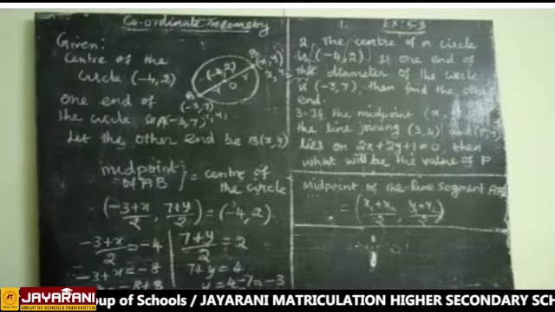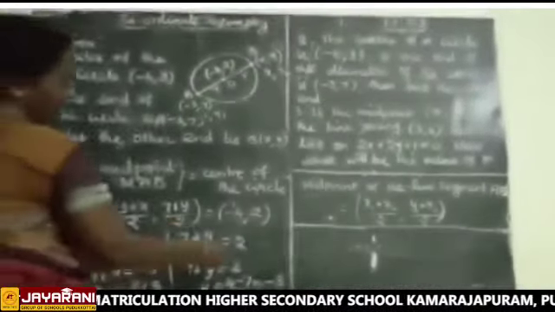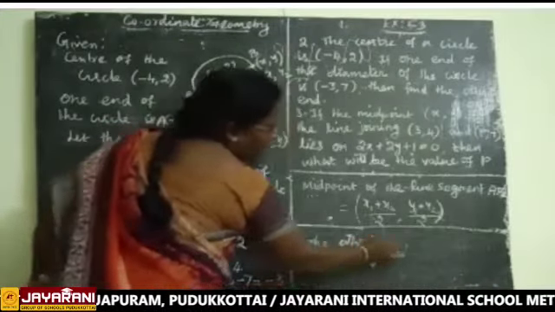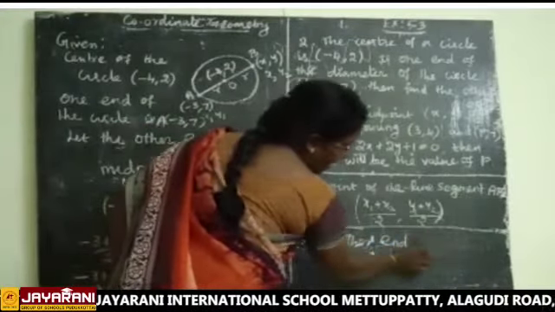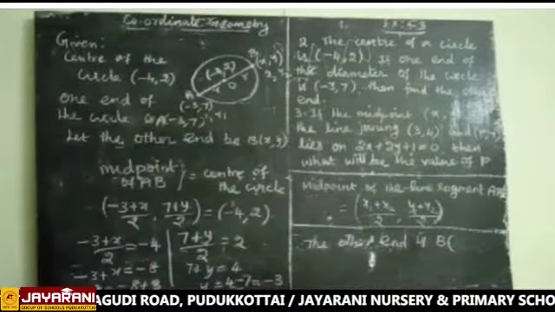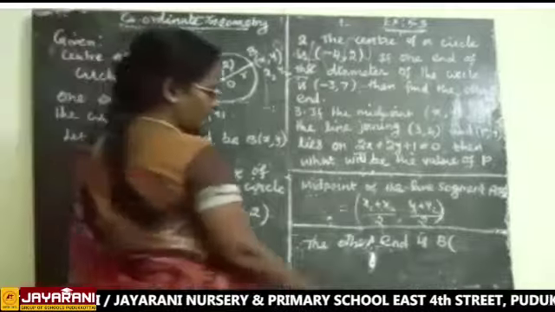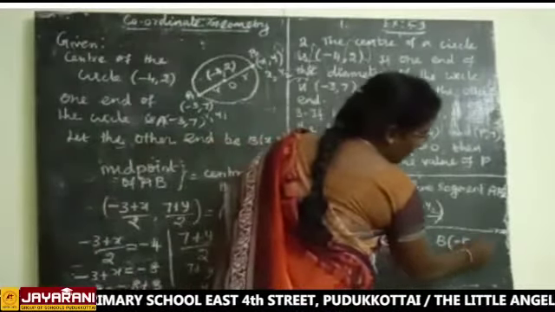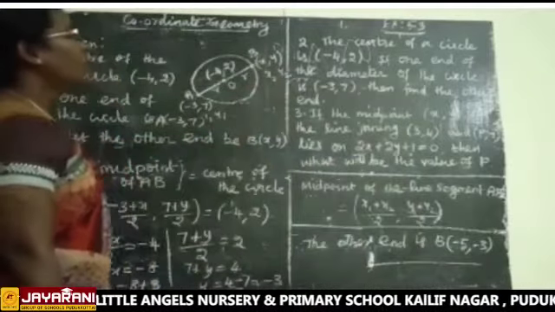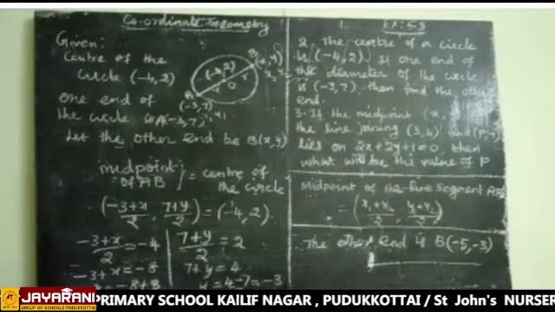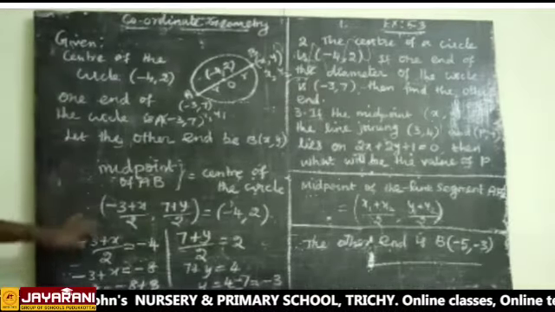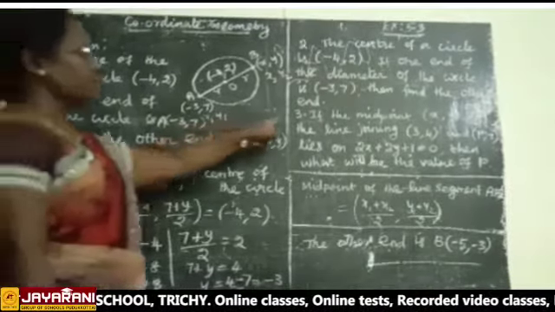Then what they have asked: find the other end. Therefore the other end B of (x, y) is (-5, -3). This is the answer for the first sum. Do you understand this one? Okay, let's go to the second sum.